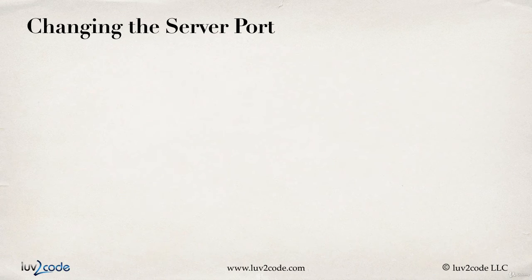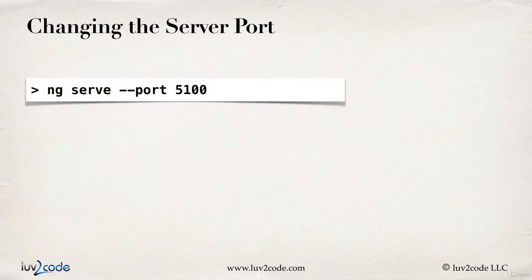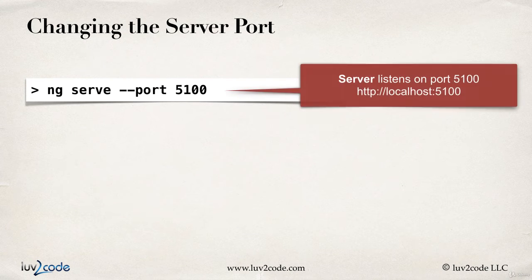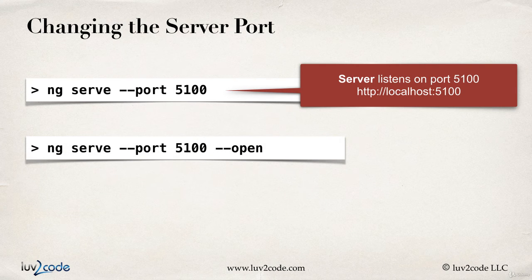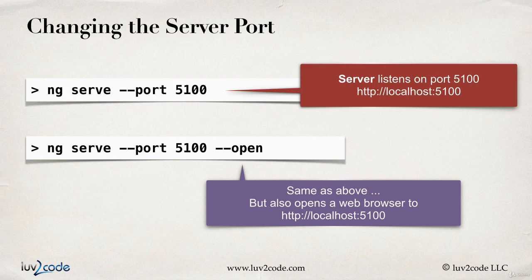Now you can also change the server port. So you could say, hey, I don't want 4200. Can I run it on a different port? The answer is yes. You simply give the --port argument and a given value here. So here I could say ng serve --port 5100, and then I can simply go to localhost 5100. Or we could say ng serve --port 5100 --open. So it'll automatically open the browser and go to that given site.